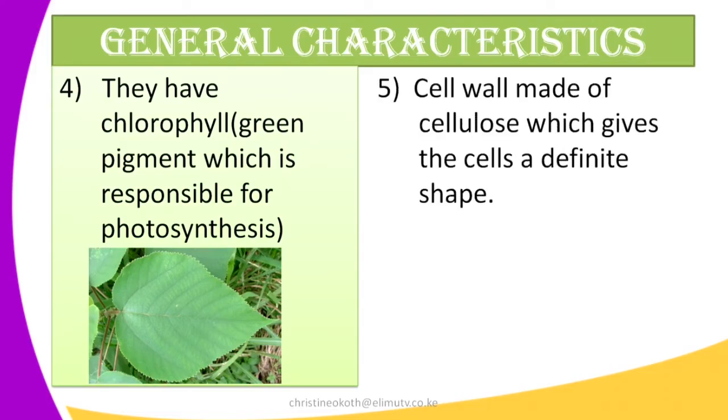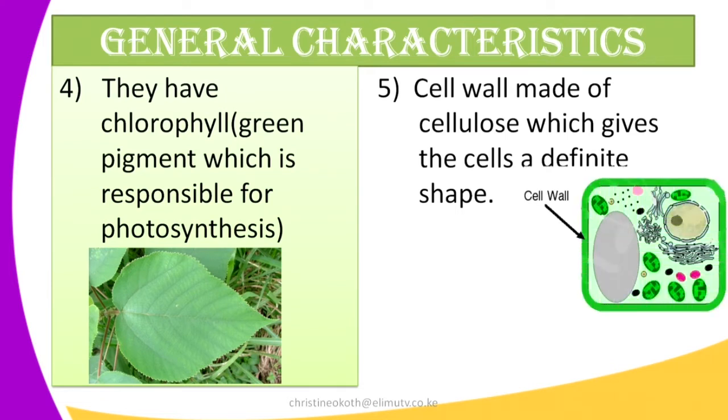Another distinctive characteristic of the plant is that the cell wall is made up of cellulose, which gives the cells a definite shape. So in a plant, we have the cell membrane that allows the passage of materials in and out of the cell. In addition to the cell membrane, we have what we call the cell wall. The cell wall is made up of this material we call cellulose. It helps to give the cells a definite shape.